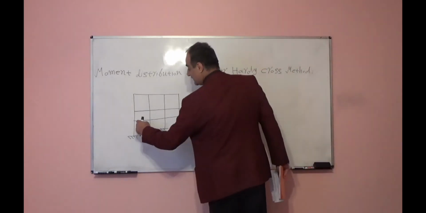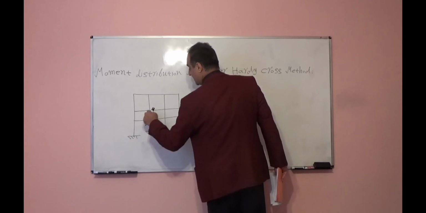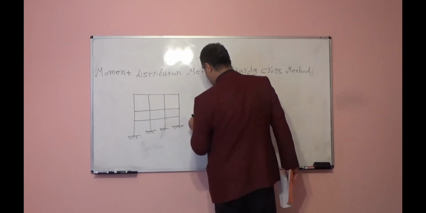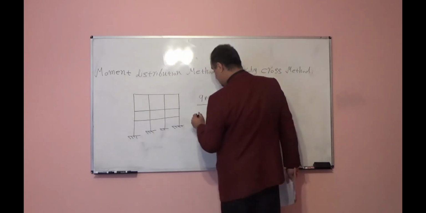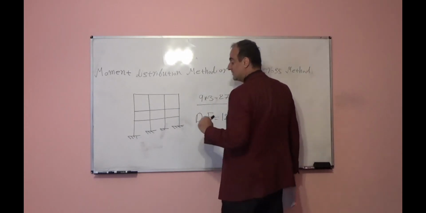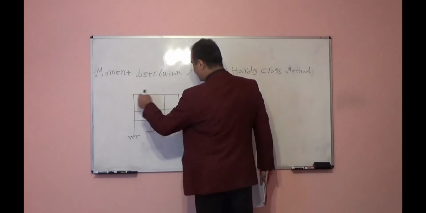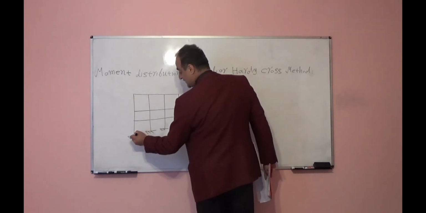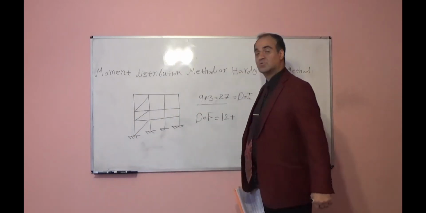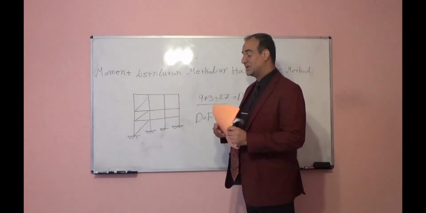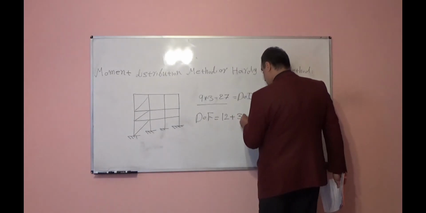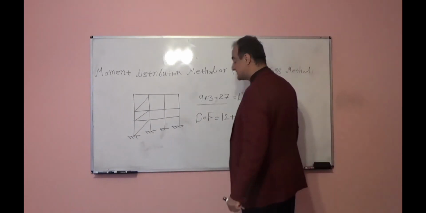degrees of freedom 1, 2, 3, 4, 5, 6, 7, 8, 9, 10, 11, 12. 12 rotational degrees of freedom. Translation: if you convert all these to hinges, you need to add one member here, another member here, another member here in order to have this frame in equilibrium and make it stable. So 1, 2, 3 plus 3. The degree of freedom is 15.